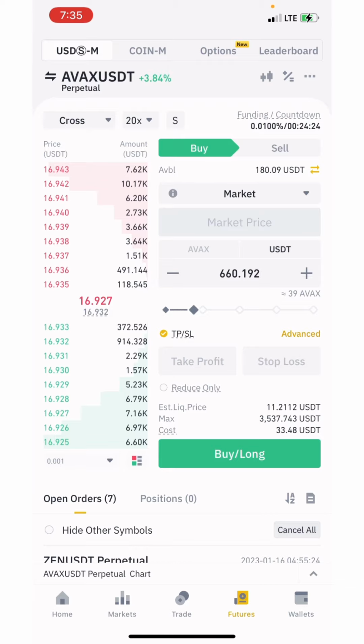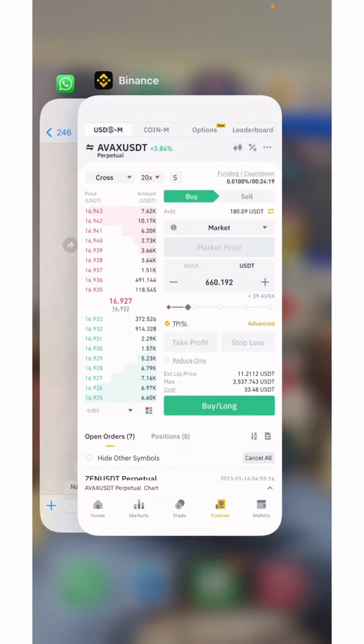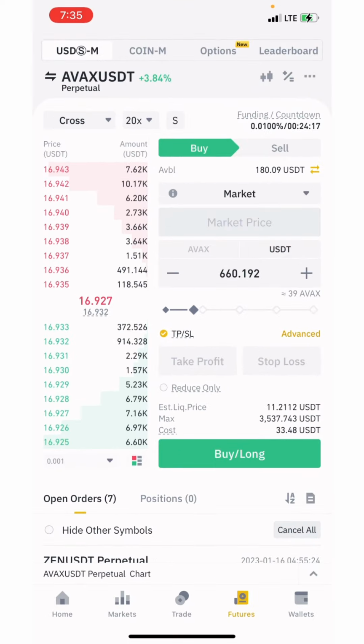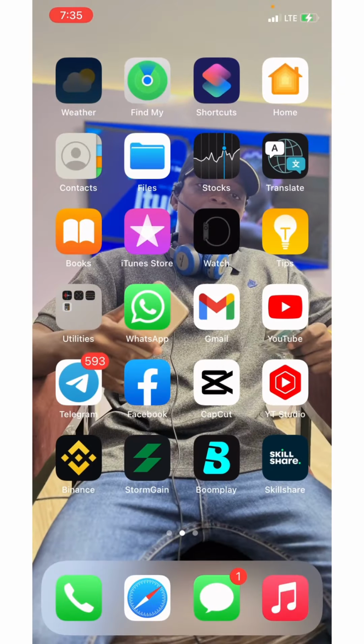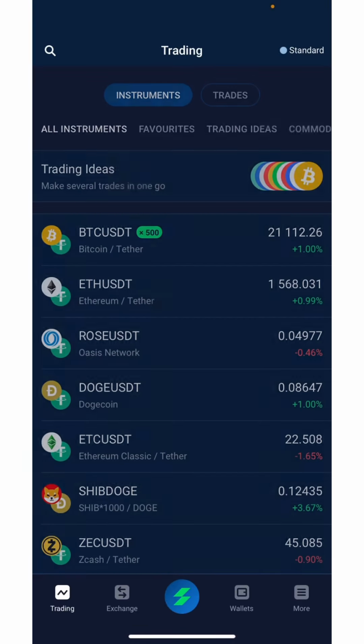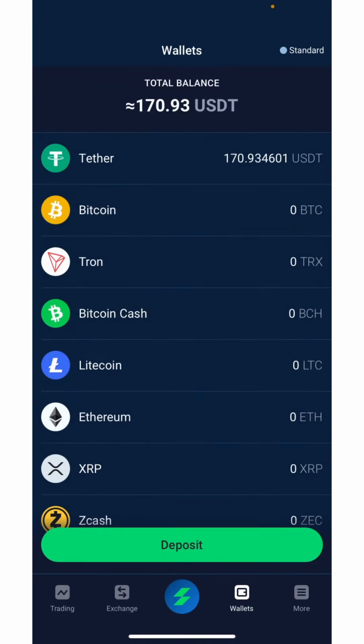Make sure you fund your Binance Futures wallet and also your StormGain. You can decide whether you want to use your StormGain to trade or your Binance to trade. I usually divide my money into two. I have money in my StormGain and also on my Binance.